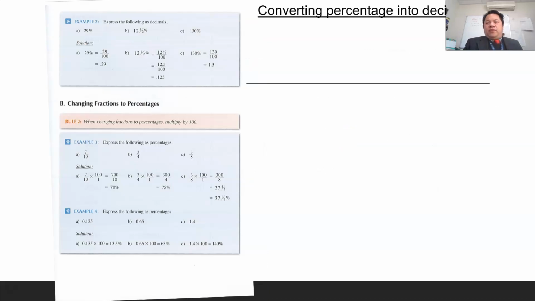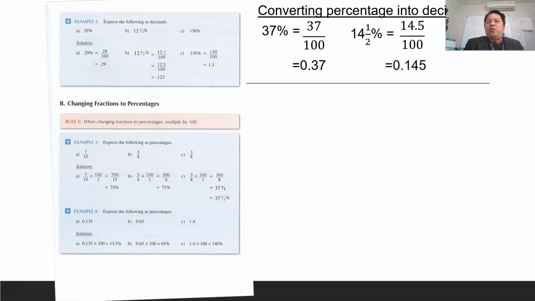So moving on to converting percentage into decimal. How do you convert percentage into decimal? Just convert it into fraction first. From here, you are able to just convert it into decimal, right? I'm sure most of you understand this concept. So what about 14.5%? Same thing, convert to a decimal. 14.5 out of 100, which is actually 0.145.